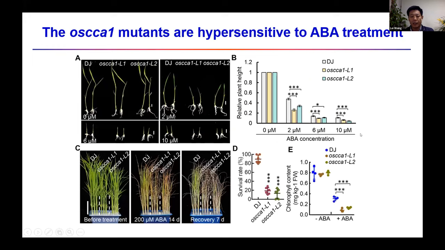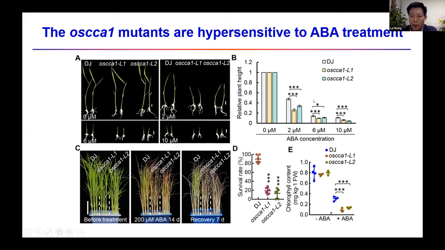Then we checked whether this is real. We took the OsCCA1 mutants and treated them with ABA hormone. As you can see here, compared to the wild type, the plant height was extremely lower in the two OsCCA1 alleles. So this suggests the OsCCA1 mutants are really hypersensitive to ABA treatment when using a higher concentration of ABA, which will cause cell death, you can see here. The wild type still grows very well, but both mutants have an extremely low survival rate. This further suggests OsCCA1 is really involved in ABA signaling.